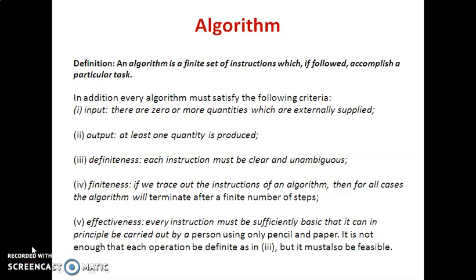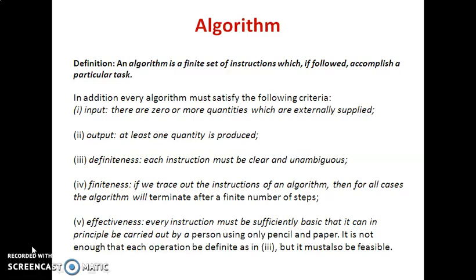Next topic, algorithm. What is meant by algorithm? This is the definition of algorithm. An algorithm is a finite set of instructions which, if followed, accomplish a particular task. So an algorithm is nothing but a step-by-step procedure. The step-by-step procedure is a finite set of instructions, and those instructions accomplish a particular task.